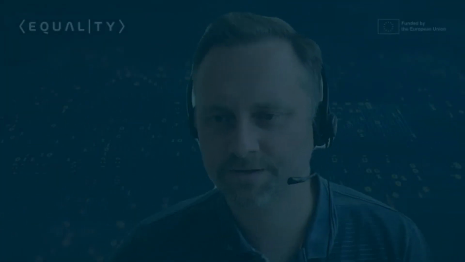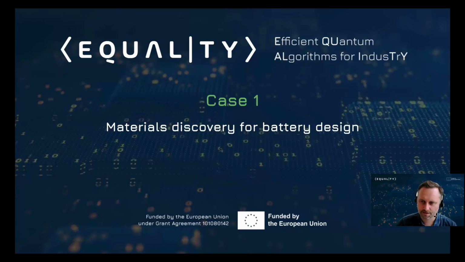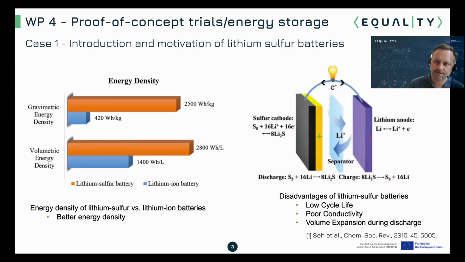It's a pleasure for me to now introduce to you a little bit what we are doing here in Equality Work Package 4, atomistic modeling of electrode materials for battery and fuel cell applications. This use case, this part is structured in two cases. The first one is material discovery for battery design. And here, as an introduction and motivation, I want to show that we are focusing on lithium-sulfur batteries.